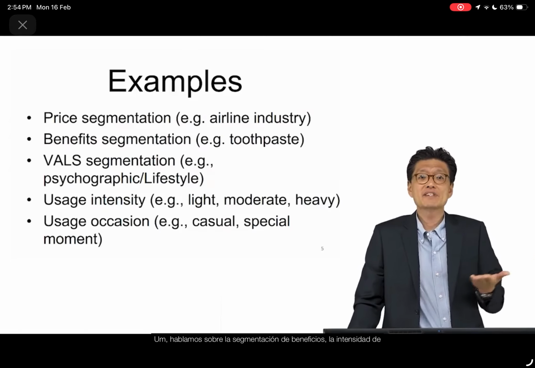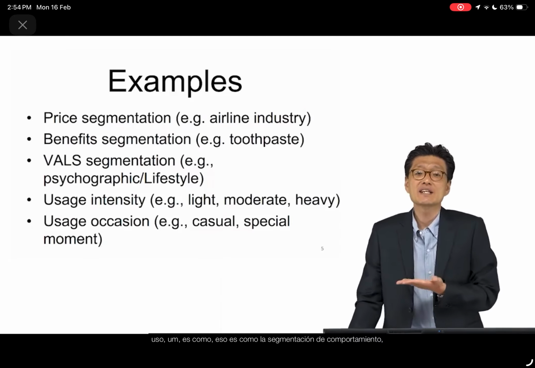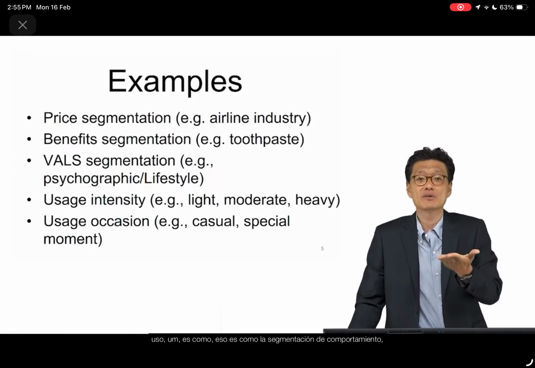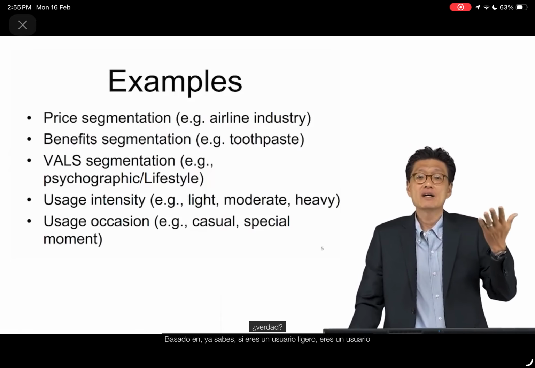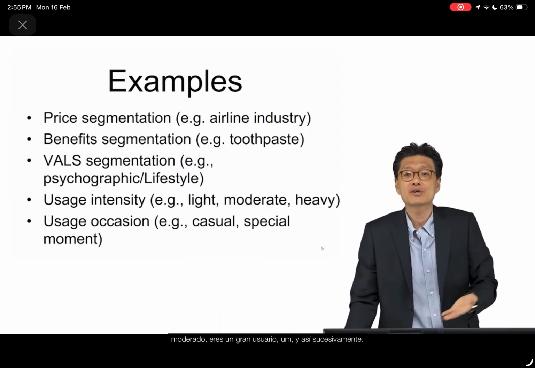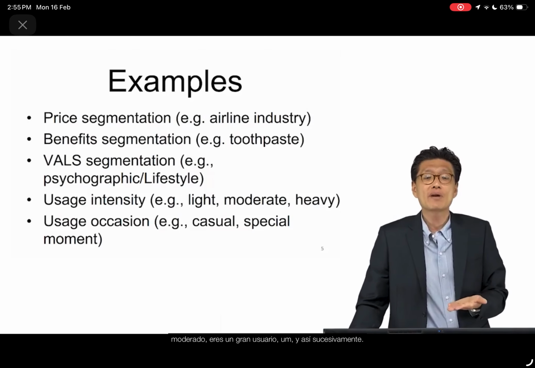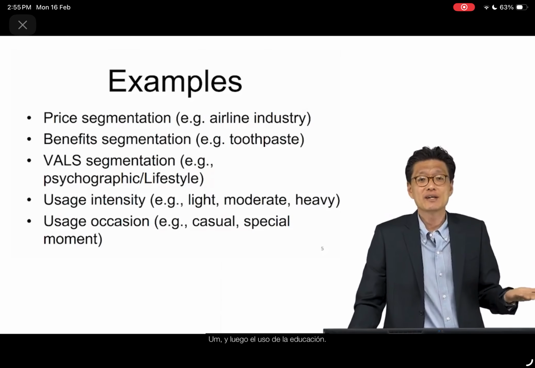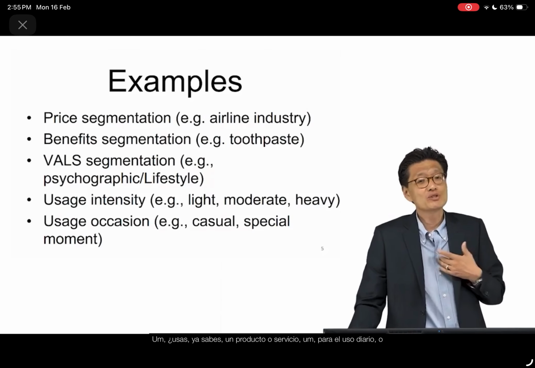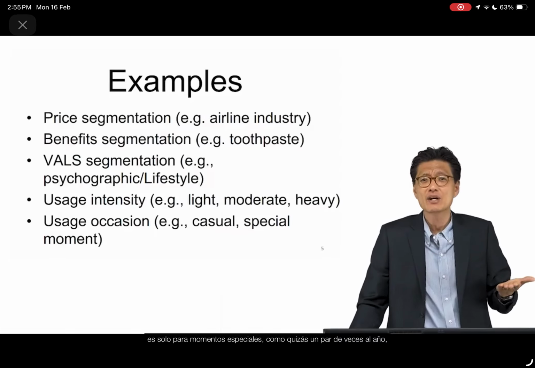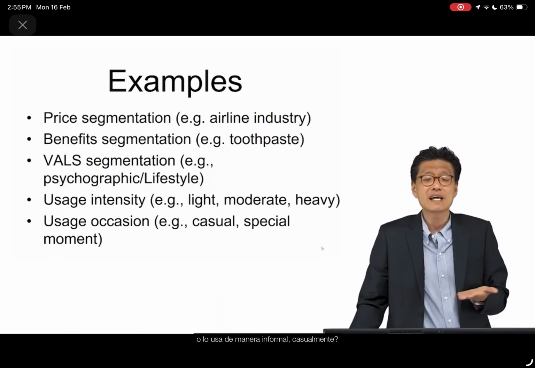We talked about benefit segmentation. Usage intensity is like behavioral segmentation, right? Based on whether you're a light user, a moderate user, a heavy user, and so forth. And then usage occasion. Do you use a product or service for everyday use, or is it for special moments only, like maybe a couple times a year? Or do you use this on a regular, casual basis?